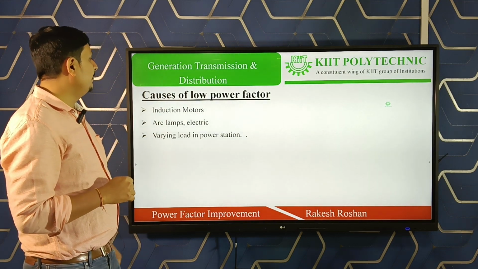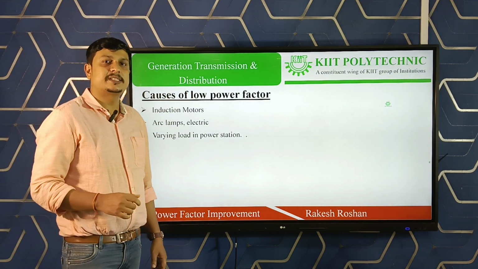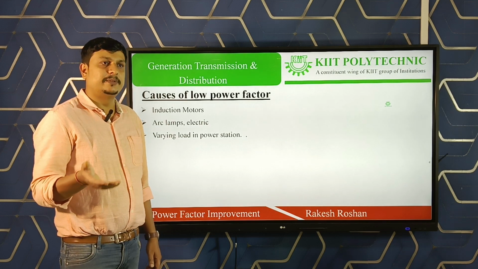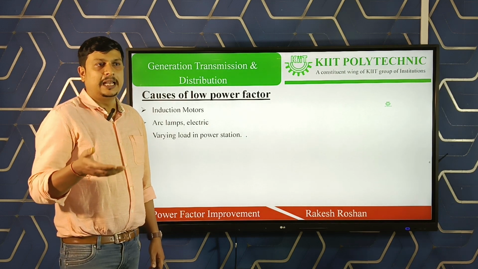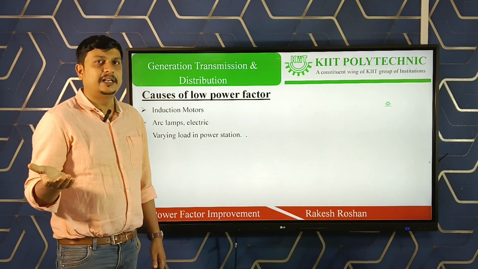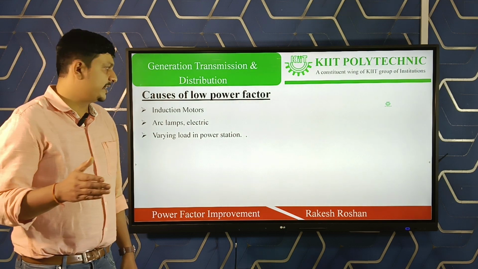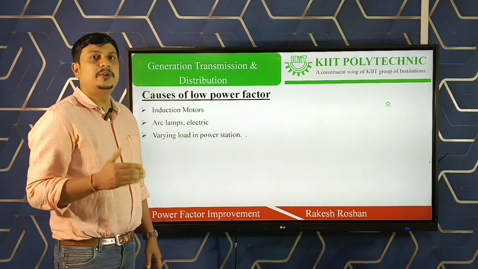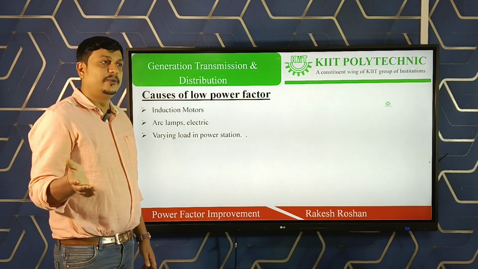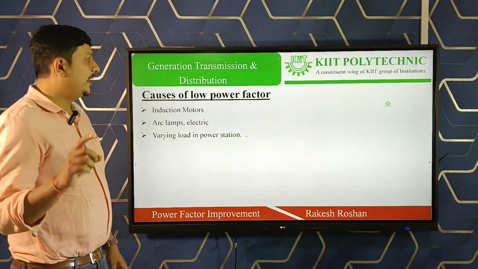Another cause is varying load in the power station. We all know the load on the system is not fixed. Time to time it changes. In the morning hours the load is different, in the afternoon it is different, at midnight different, and evening is peak hour. So load is continuously varying on the power station. At light load period, there is more magnetization current in the system. Light load or no load period, so the power factor in that case is very poor.